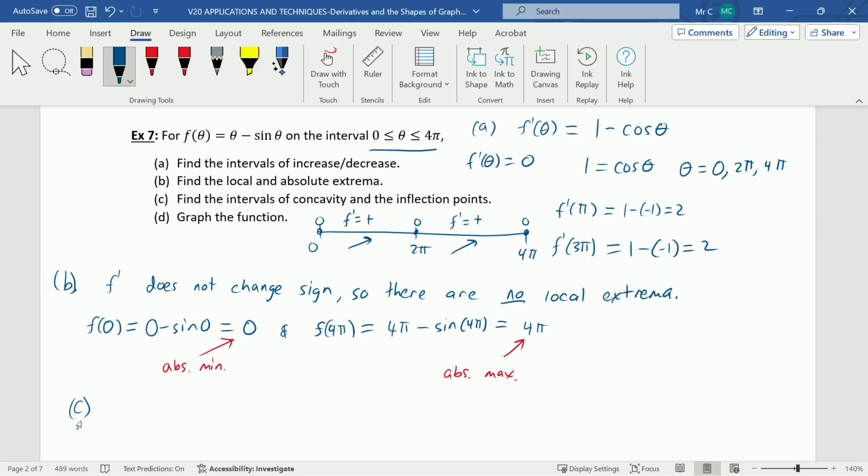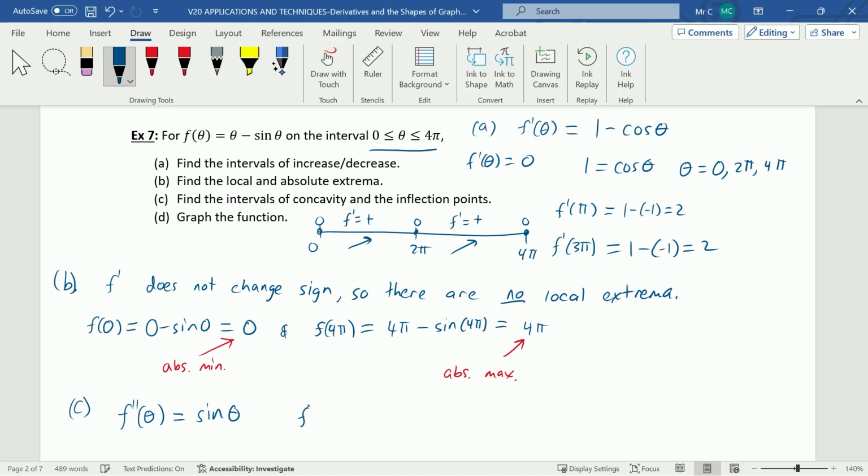Okay, so now we can move on to part C, find the intervals of concavity and the inflection points. Well, for concavity, we of course need our second derivative. So we take the second derivative of f at theta. Derivative of 1 is 0. Derivative of cosine is negative sine, so this is a negative sign. In other words, positive sine of theta.